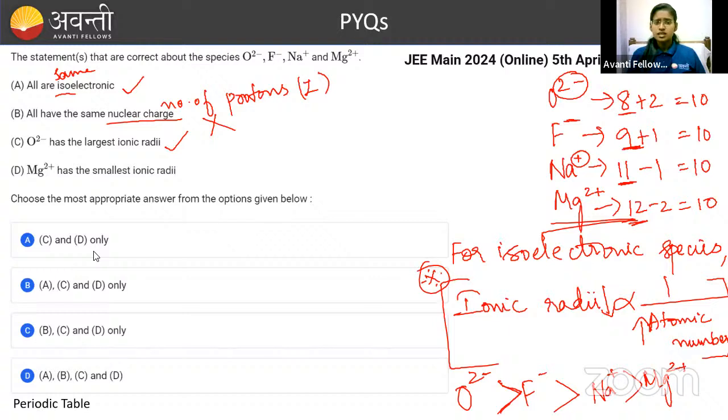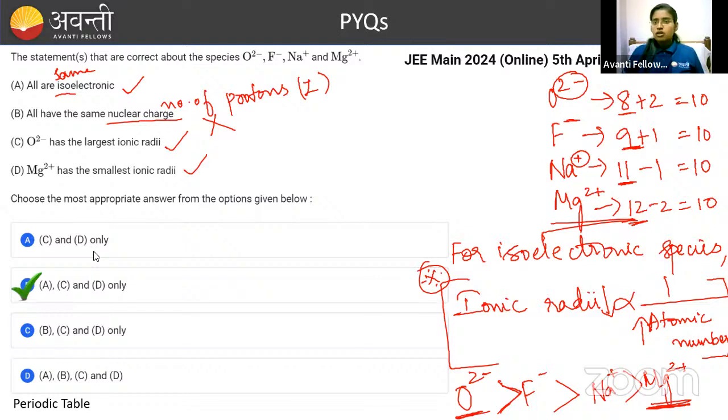Then coming to statement D, Mg2 plus has the smallest ionic radii. From this order itself, we can say yes. O2 minus has the highest ionic radii and Mg2 plus has the smallest ionic radii. Got it? So statement D is also correct. So A, C, D, these three are the correct statements, in which option B is the correct answer for this question.